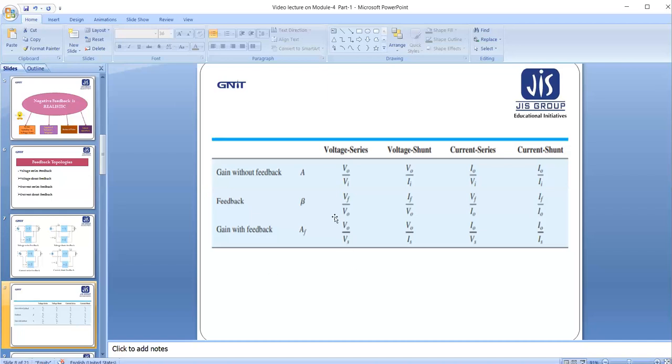Gain with feedback is the same as that of the gain without feedback, but the denominator will be changed. That is, gain with feedback is nothing but, for voltage series, V naught by Vs. For voltage shunt, V naught by Is. Current series, I naught by Vs, and current shunt, I naught by Is.